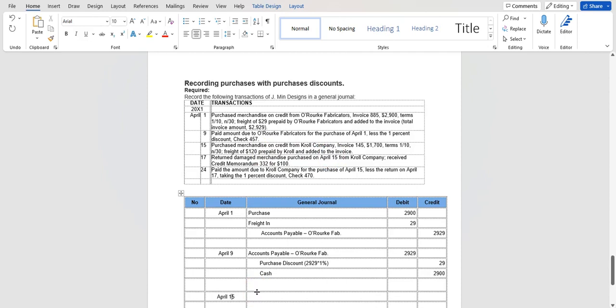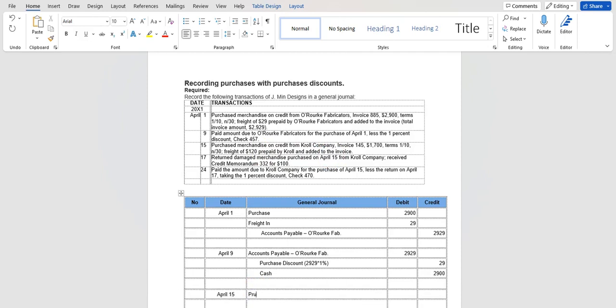Okay, so first we're going to record the purchase. All right, and the purchase is $1,700. That's going to be the purchase amount. Okay, and then after that, we need to record the freight in, how much it cost us to get the product to us for sale. Okay, and that's going to be $120.